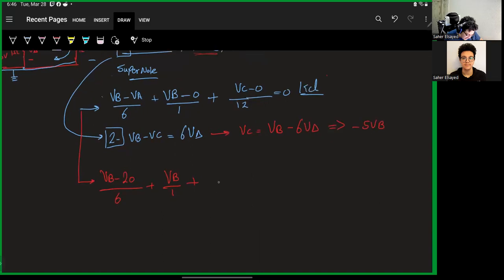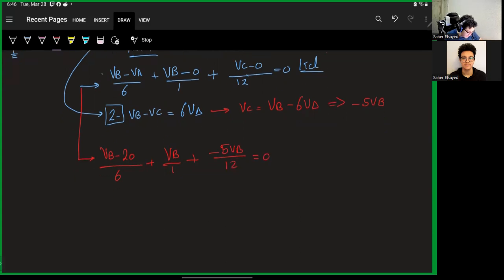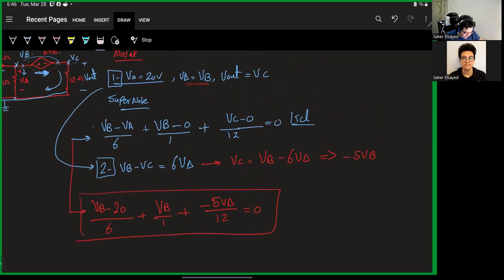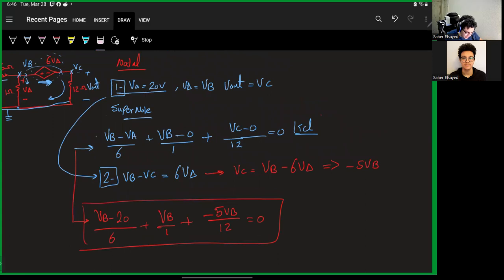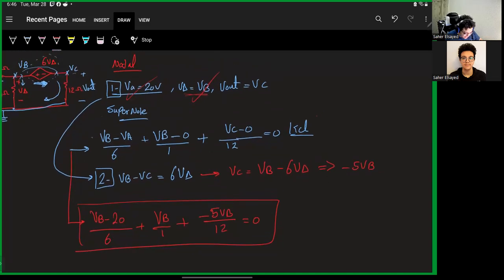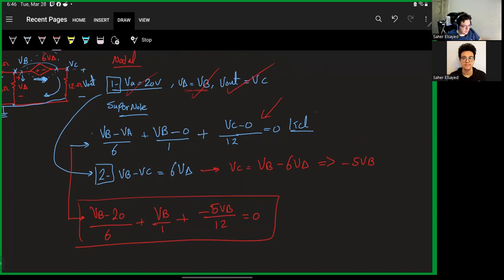So we plug this back in. Now negative 5VB divided by 12 is equal to 0. And then you have one equation, one unknown. You can easily solve for VB. Once you find VB, VB is the same thing as V delta, we just called it differently here. So you get VB, you have VA, you can solve for VC if you want from this equation back here, and that's your V out. You see? So that's the first question.